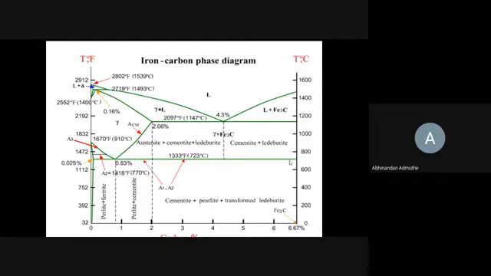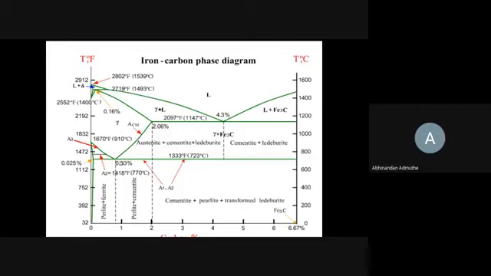The Gibbs phase rule says that P plus F equals C plus 2, but we will consider pressure as atmospheric. So P plus F equals C plus 1. Let us apply the phase rule at this point, that is 0.23 percentage carbon and 727 or 723 degrees centigrade. The number of phases here is 3, that is austenite, pearlite and ferrite, and the number of components is 2, that is iron and carbon.